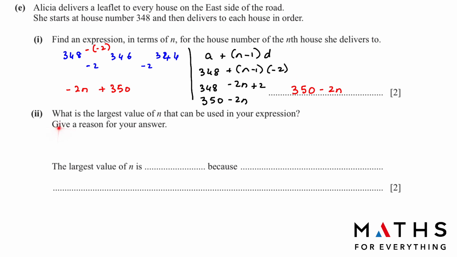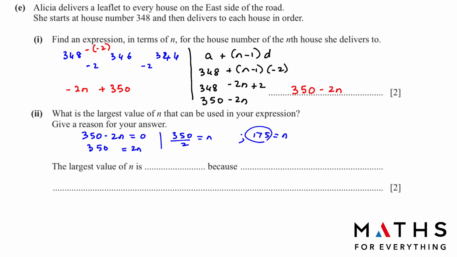E2. What is the largest value of n that can be used in your expression? Give a reason for your answer. Let's make our equation equal to 0. Divide by 2. So 350 divided by 2 is going to give us 175. Our n is 175 if the house number is equal to 0. So that's not possible, right?